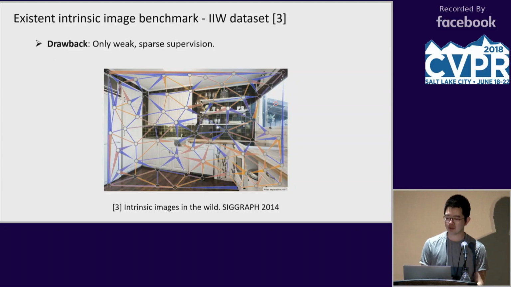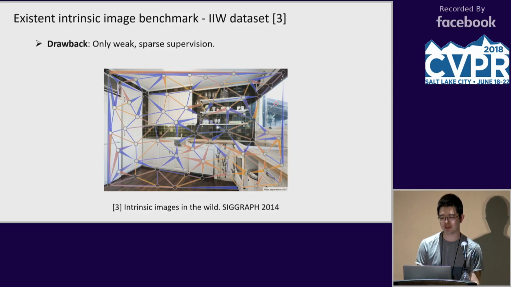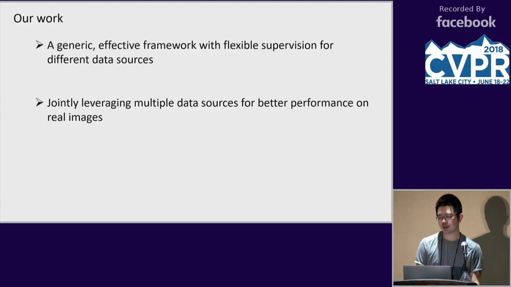Due to the lack of ground truth dense image labels, it becomes difficult to employ a deep network to directly generate high-quality intrinsic images. The previous intrinsic image works are mostly specifically tailored for a particular data source. To overcome such limitations, we introduce our proposed framework that can be shared by different data sources using flexible supervision. Furthermore, we obtain better performance on real images by jointly leveraging multiple data sources.